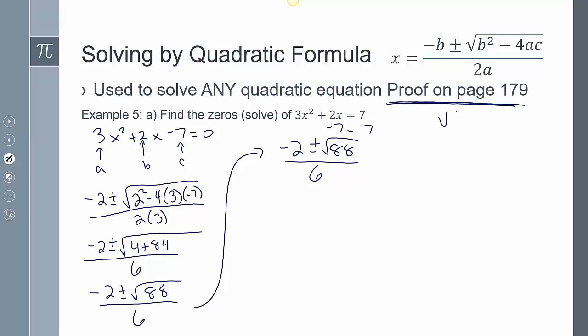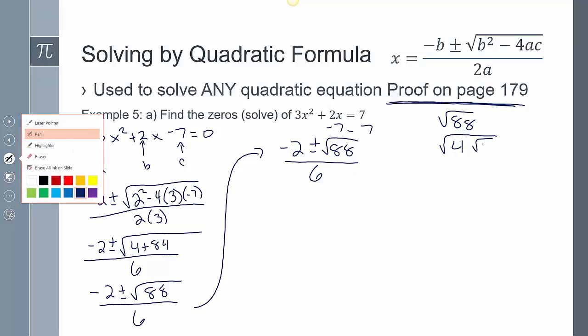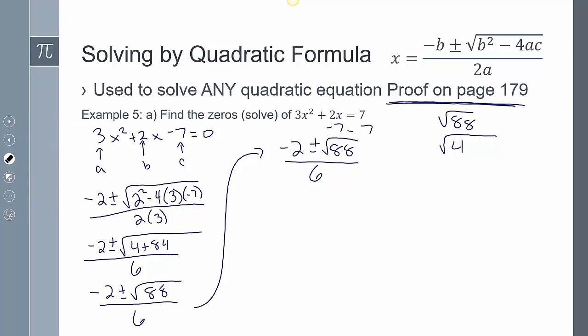Now the square root of 88, I'll do that off to the side. That breaks down into 4 and 22. The square root of 4 is just 2, so I get 2 square root 22. And so I'm going to have negative 2 plus or minus 2 root 22 all over 6.